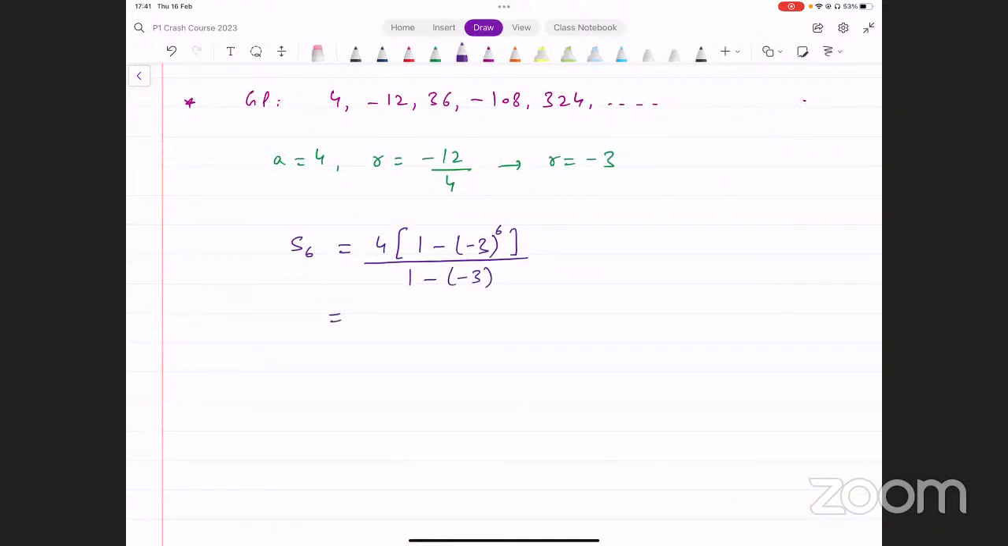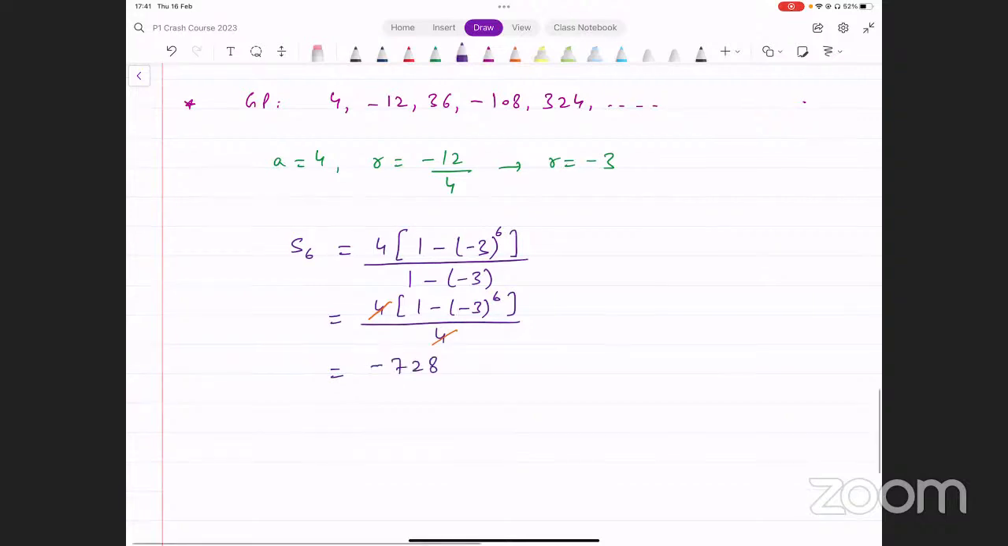And now you could evaluate this and see what this turns out to be. So you have 4 into 1 minus minus 3 raised to power 6 in the numerator. In the denominator, you've got 1 plus 3, which is 4. 4 and 4 get cancelled. You can just evaluate what is left after that and see what that results in. Okay, so let me just try that. This is minus 728. All right, this is the sum of this GP that we end up getting.